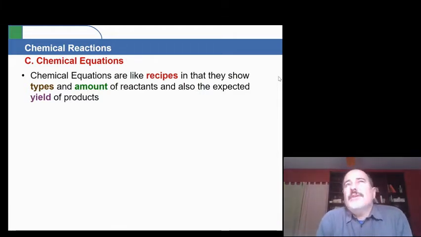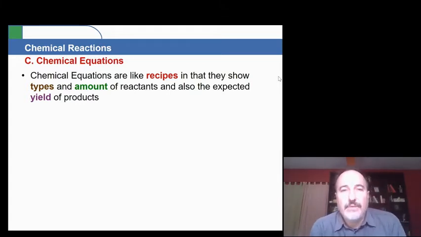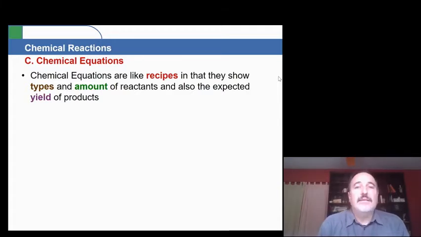All right? Think of equations kind of like a recipe in that they show the types and amounts of reactants and also the expected yield of products. If you've ever made chocolate chip cookies from scratch and you're looking at a recipe, it tells you, first of all, what the reactants are. You've got your flour and sugar and egg and salt and all that good stuff. And it tells you the amounts, all right? How much flour, how many eggs, and so forth.